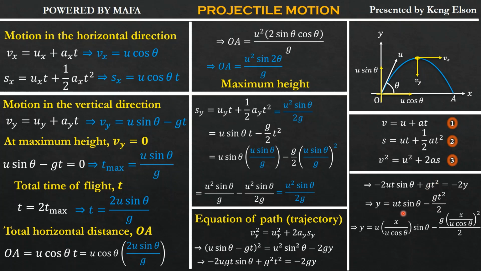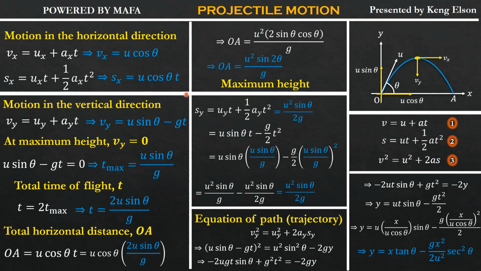But we need the equation of path, meaning we need to relate x with y. So we need to eliminate t, so we need to find t in terms of x. So we come to this, our equation. This s of x here, we just replace it with x, and we call the x the horizontal distance traveled. So our x is equal to u cos theta times t.